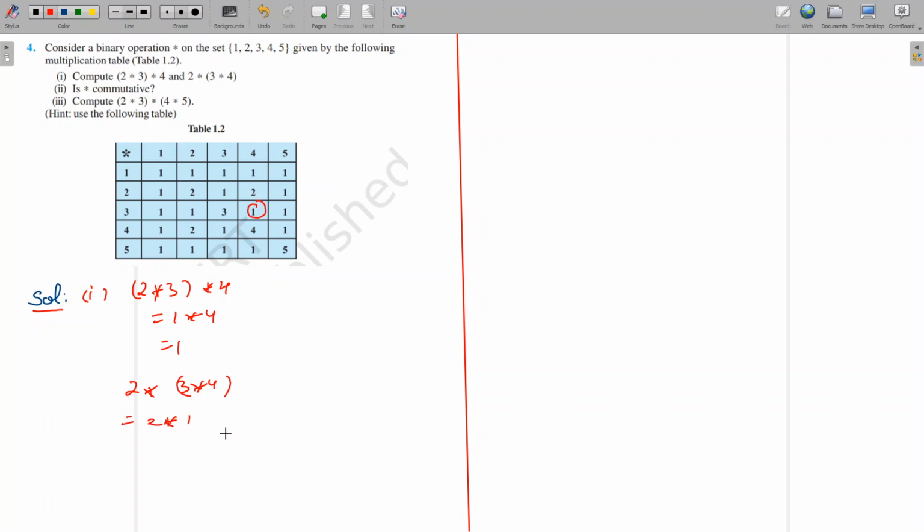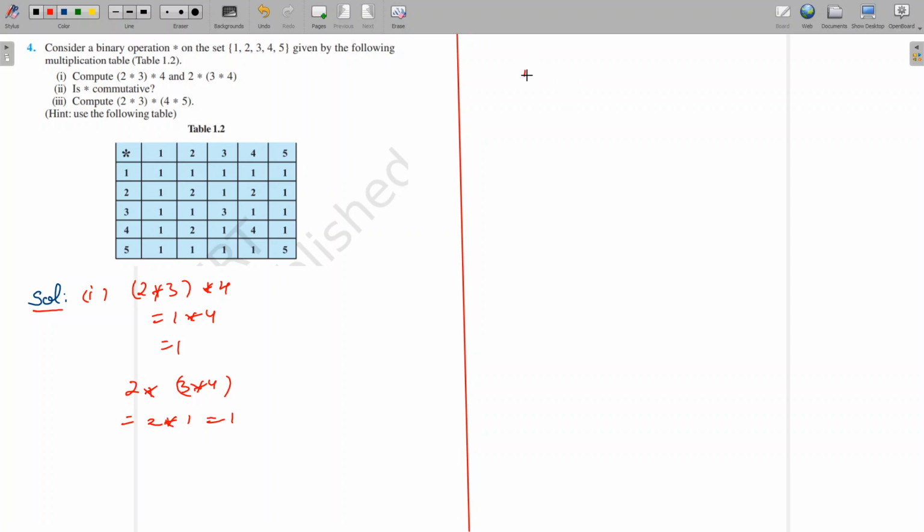Now let us again find the value of 2 star 1. So this is 2 star 1, and the answer is 1. So we are getting both the answers of (2 star 3) star 4 and 2 star (3 star 4) as 1. Now let us do the second part.